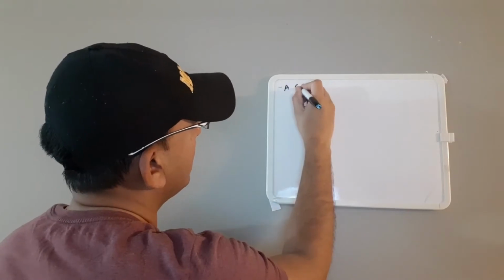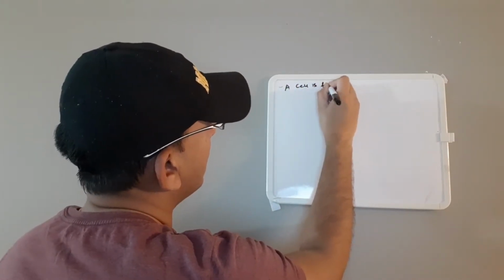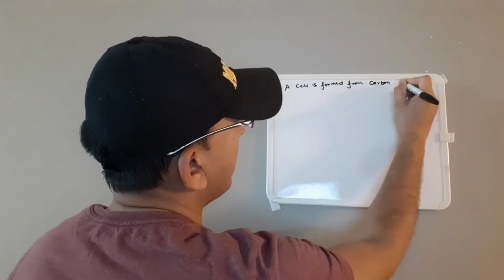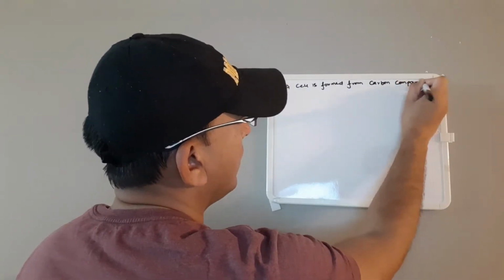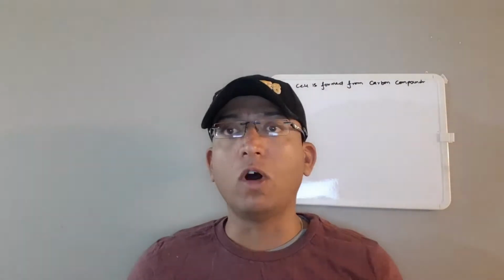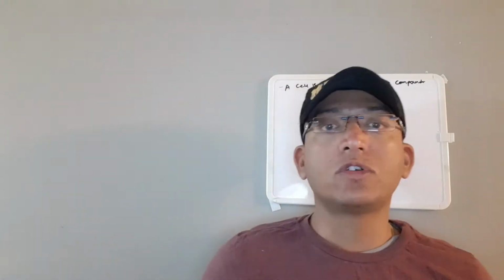Alright, and if we think about a cell on a molecular level, what is the cell formed from? So a cell is formed from carbon compounds. I'll write it down here. We know much of the quantity is water, but if we disregard the water, then almost all the molecules in the cell are based on carbon.